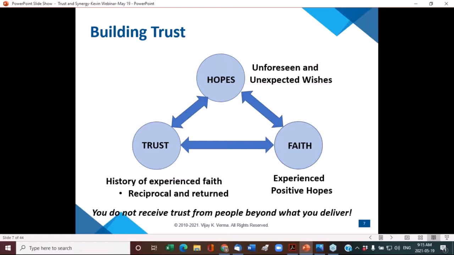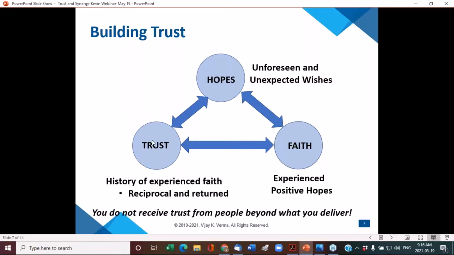And if they meet your wishes, meet your expectations, and you experience those positive hopes and positive vibes as well, then you start having faith in that person. That, oh my God, I can really rely on this person. And when you have experienced positive hopes over and over again, that means there's a history of experienced faith. That is when you trust people and the trust becomes stronger. So the more hopes are satisfied, faith becomes stronger, and then the trust becomes stronger.